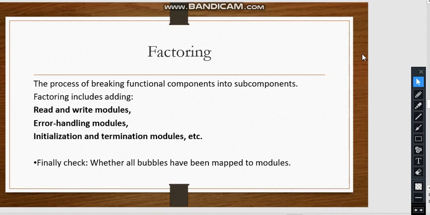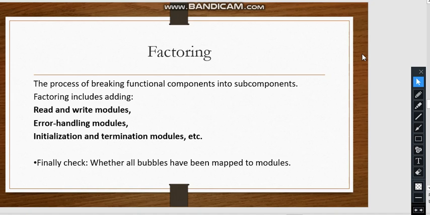Welcome to the second session of today's lecture. In today's lecture, I am discussing the structure chart. There are two ways through which we can convert the structure design into the structure chart. That is your transform analysis and the transaction analysis.